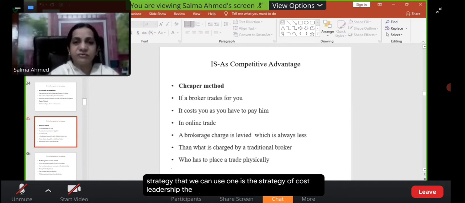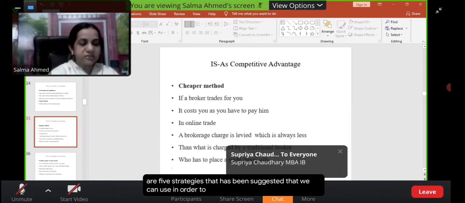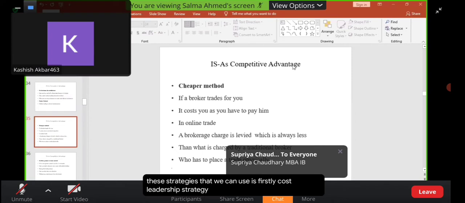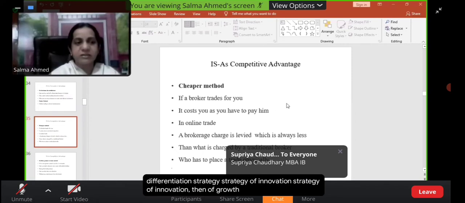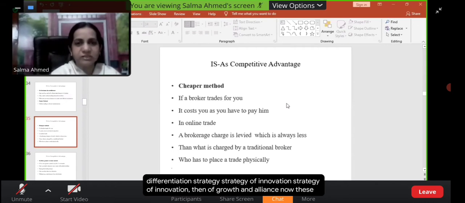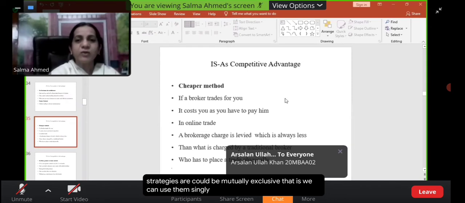These strategies that we can use are firstly cost leadership strategy, differentiation strategy, focus differentiation strategy, strategy of innovation, and then growth and alliance. Now these strategies could be not mutually exclusive. That is, we can use them singly one at a time, or we can use them as a combination. Say with cost leadership, we could also innovate. With innovation, we could also have a growth strategy and so on.